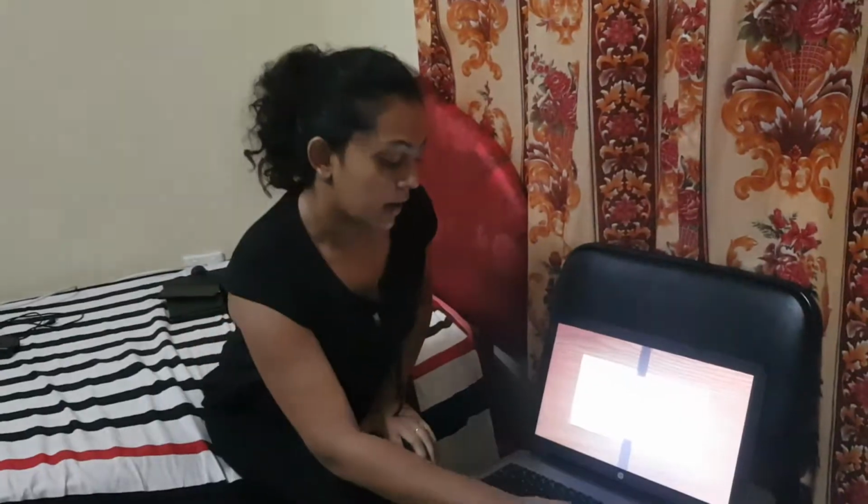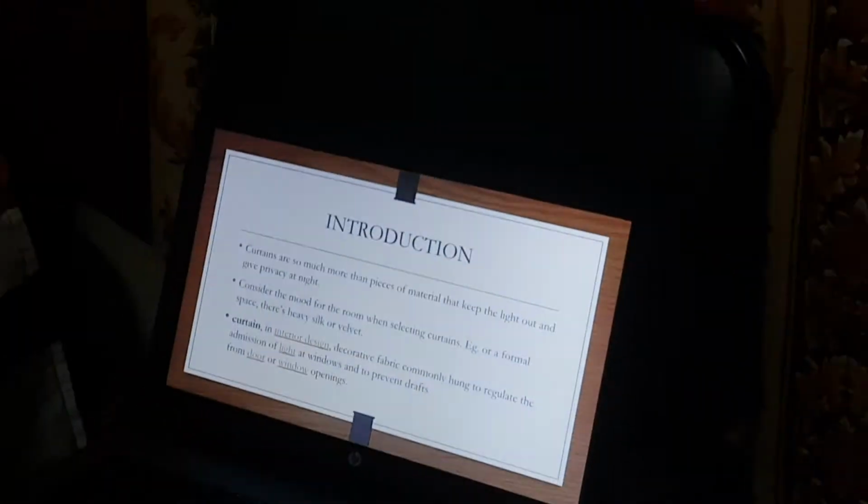Good evening all. Today I will be presenting on the design framework I have used to construct curtains as my project. Introduction of the curtains.